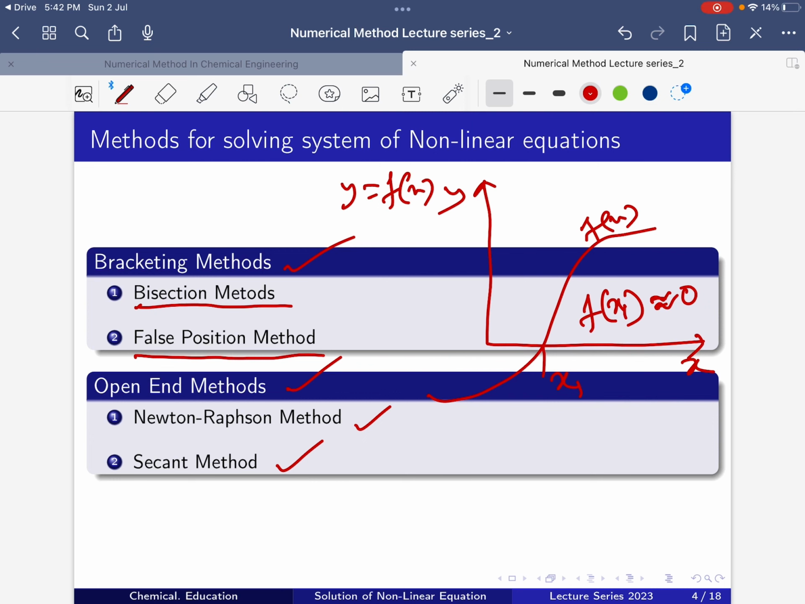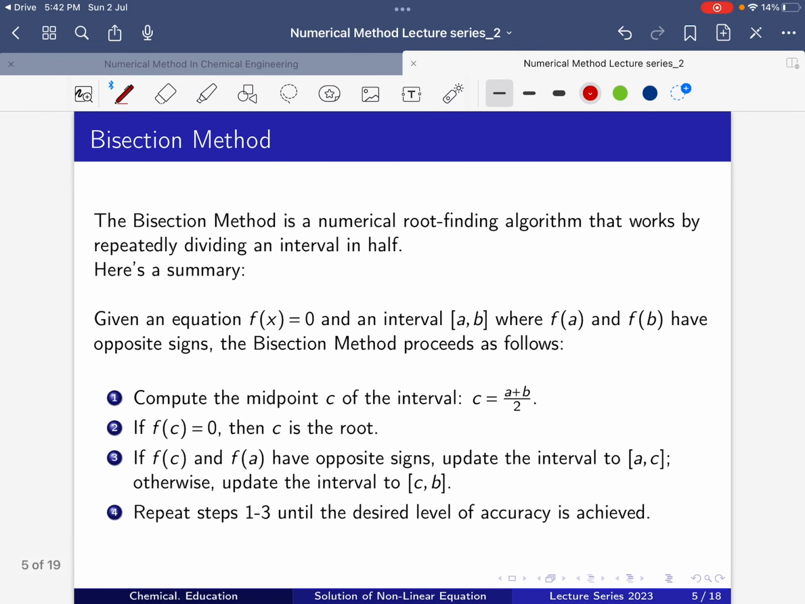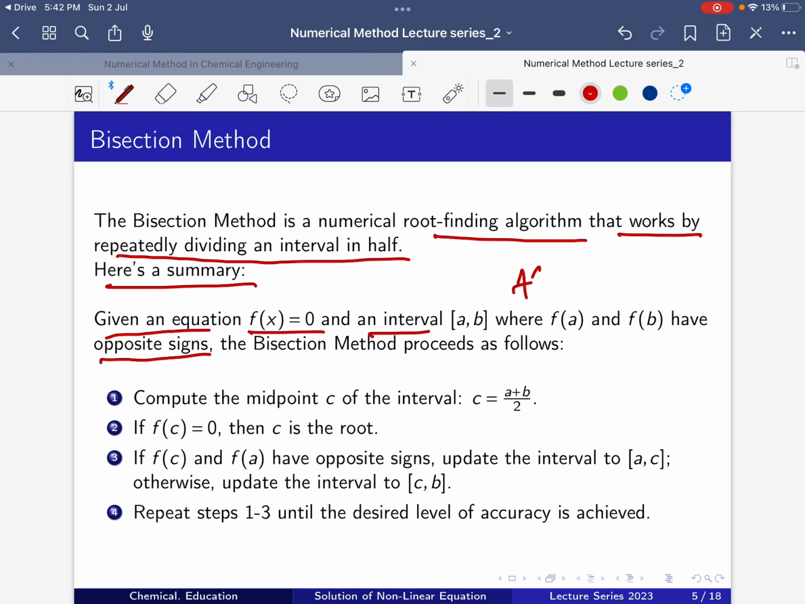First, the bisection method. What is the bisection method and what is the algorithm? The bisection method is a numerical root-finding algorithm that works by repeatedly dividing an interval in half. Here is the summary. Suppose given an equation f(x) = 0 and an interval a and b where f(a) and f(b) have opposite signs, maybe f(a) is positive and f(b) negative, or vice versa. Then the bisection procedure can be applied.